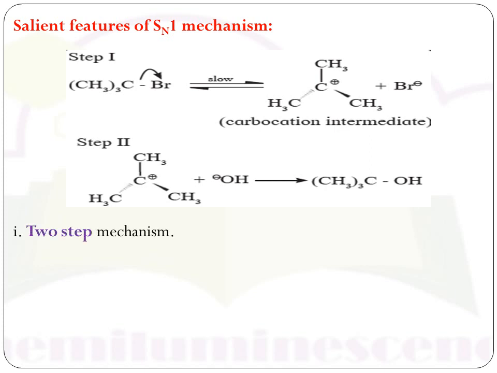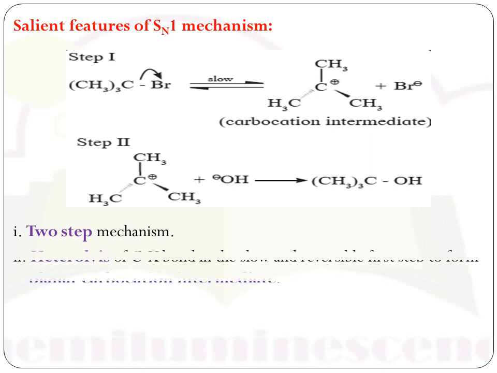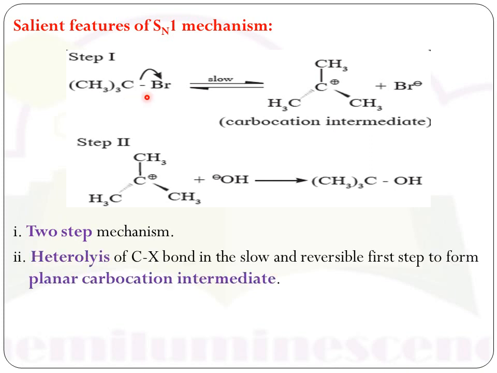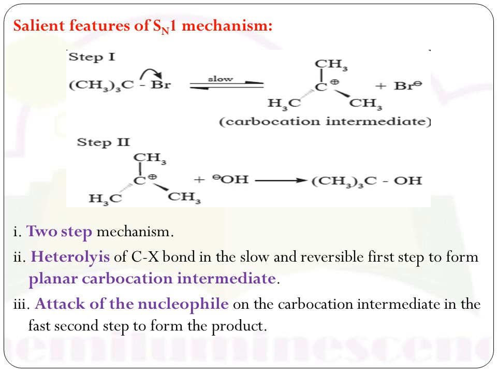Salient features of SN1 mechanism. First, this mechanism occurs in two steps. Next, hydrolysis of the C-Br bond takes place in the first step, which is slow and reversible, and the next feature is that the attack of the nucleophile on the carbocation takes place in the second step, which is a fast step.